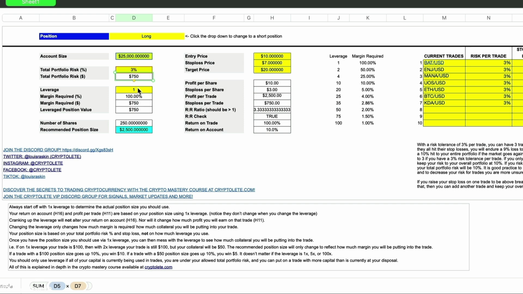Leverage is 1, like we're not using any leverage. So you could just keep this at 1 here, right? Margin required. This is all for margin. We'll go over this in a few minutes. Number of shares, you don't really have to pay attention to that. Recommended position size. So this is what will pop up when you input the information from TradingView from your trade into this calculator. So let's go back into TradingView, figure out these numbers, and then input them here.